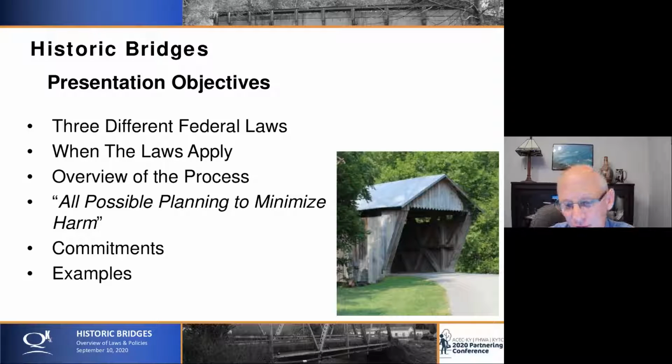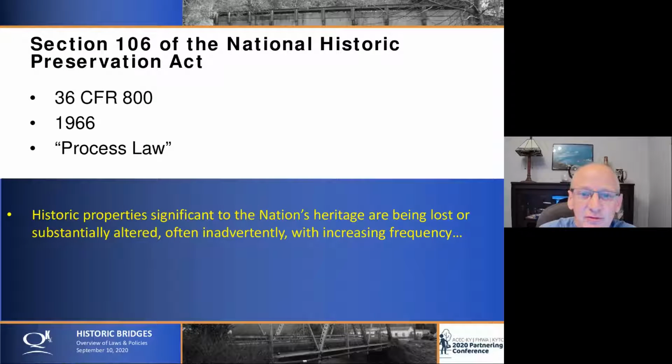There's a phrase from one of the laws: all possible planning to minimize harm. And that is a takeaway I hope that project managers and design leads take from this presentation and this talk, because that's sort of our marching orders. That's what we have to do. Talk about commitments and also talk about lots of examples with pictures, of course.